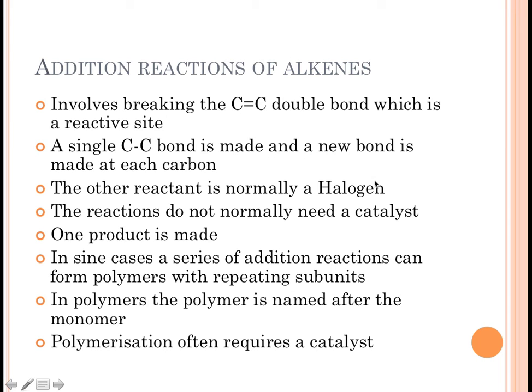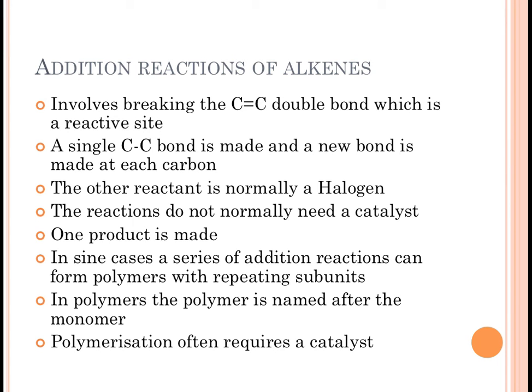Alkenes won't do a substitution reaction because they've got a double bond. So we can add to them. And because we're adding, we call it an addition reaction. So we take that carbon-carbon double bond and we break the bond, just the one part of it. Okay? So we leave a single carbon-carbon bond there, and we add something else in at each carbon.